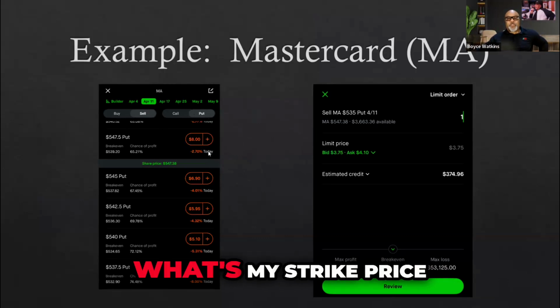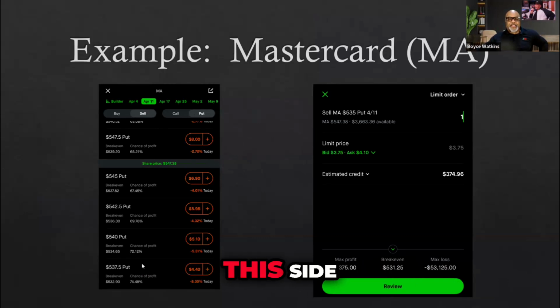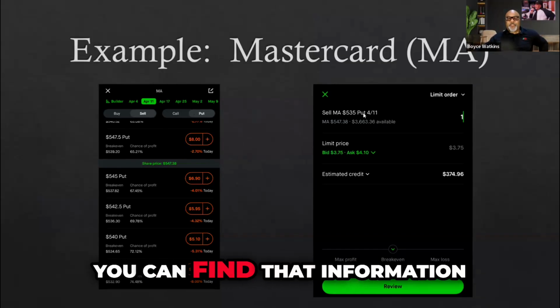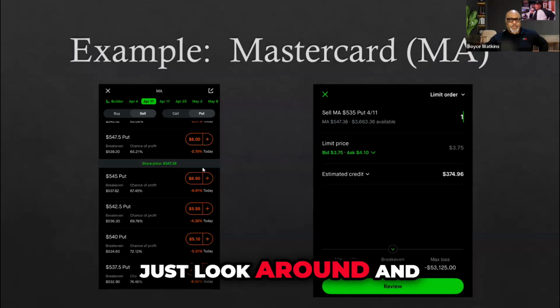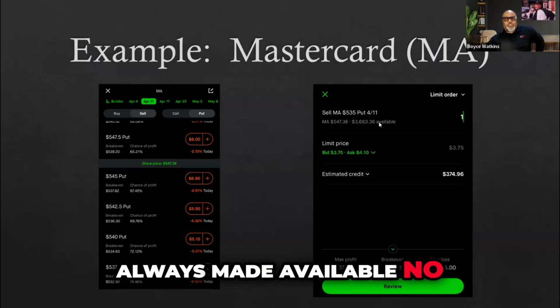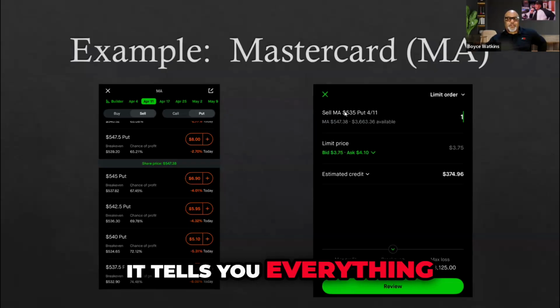What's my expiration date? What's my strike price? Well, that's not clicked on this side, even though it would be typically. But actually, over here, you can find that information. A lot of times, if you're not sure where to find the information you're looking for, just look around, and all the information is always made available no matter what your platform is. So here, it tells you everything you need to know.